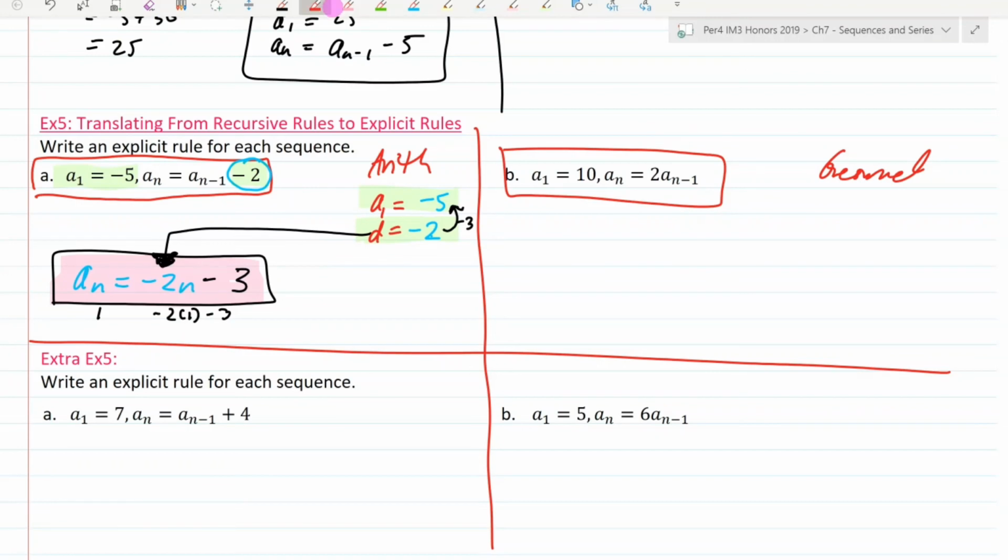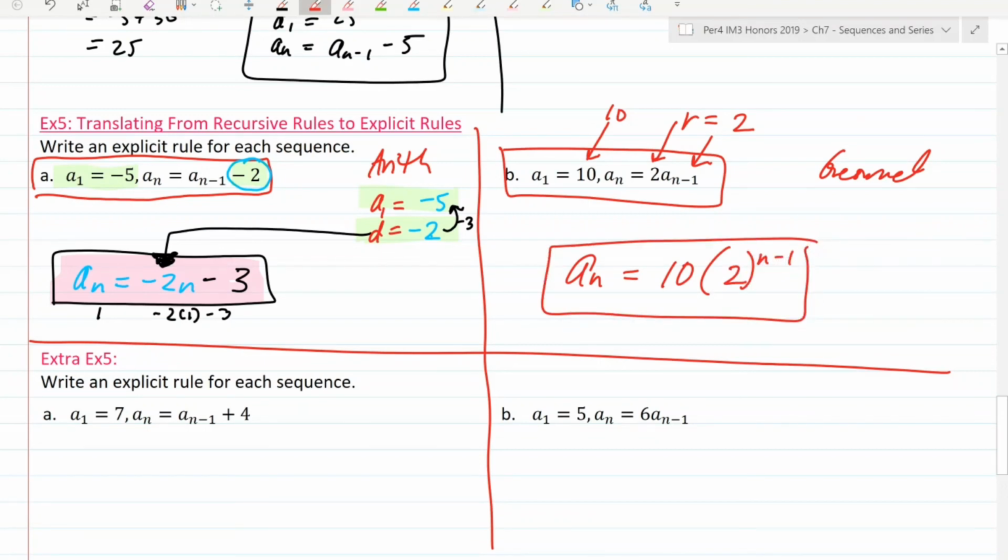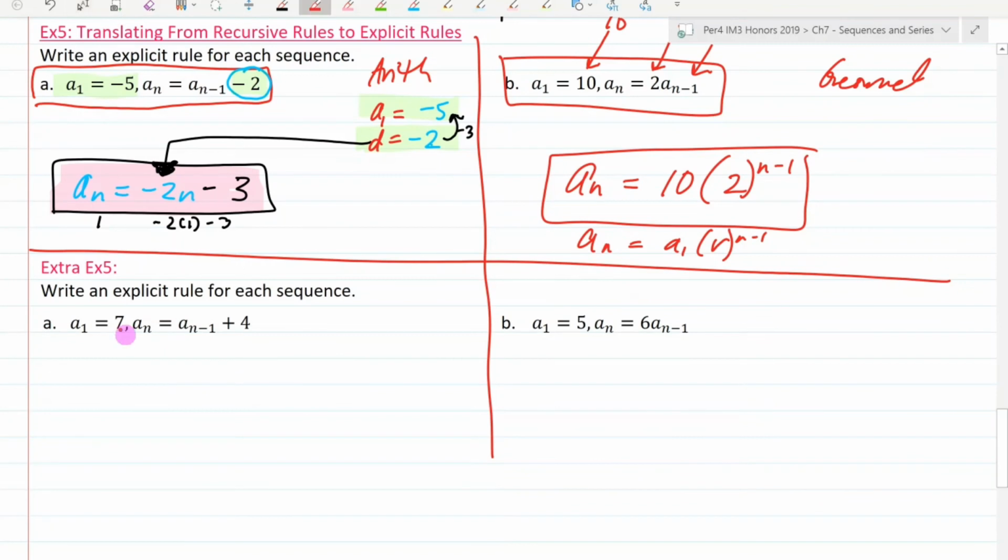This one is geometric because there's a number multiplied by the previous term, so that's 2. The first term is 10, so the formula is just 10 times 2 to the n minus 1 power. And that's really all you have to do. It's an is equal to a1 times r to the n minus 1. And these should be the last two, so go ahead and try the last two problems here, and then that's it. So pause the video and go ahead and do these two.